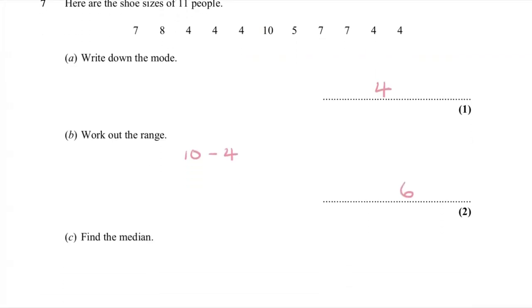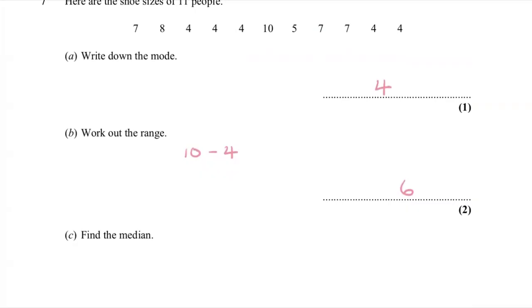To find the median, we need to put these in order. So we'll do that first. And then we cross off one from the beginning, one from the end, and we keep doing that until we get to the middle, which is 5.